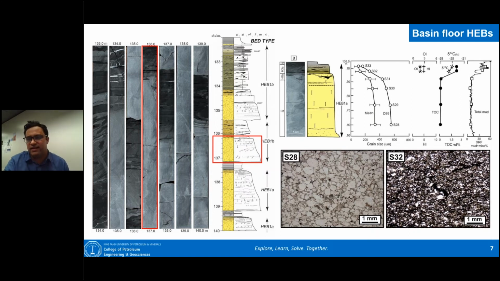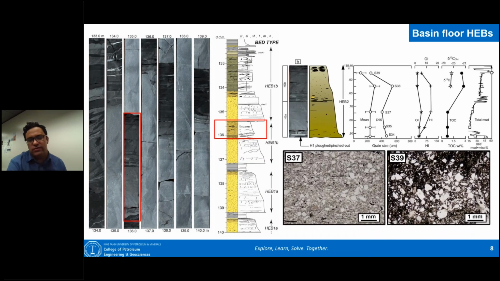What we can see is that H1 divisions are relatively organic clean in these hybrid event bed types, and most of the organic carbon is efficiently fractionated into the H3 divisions. The carbon isotope data shows that the organic matter is mostly of terrestrial nature. In another bed in similar settings, with the H1 division absent but a thicker H3 division, organic carbon content in H3 increases towards the top of the H3 division. Again, the organic carbon is terrestrial.